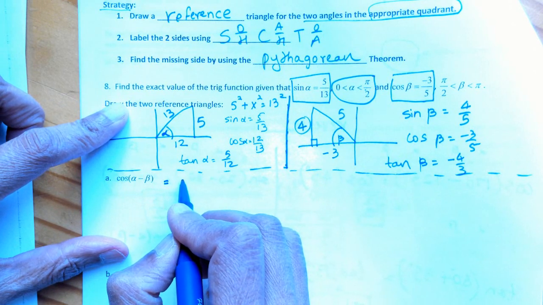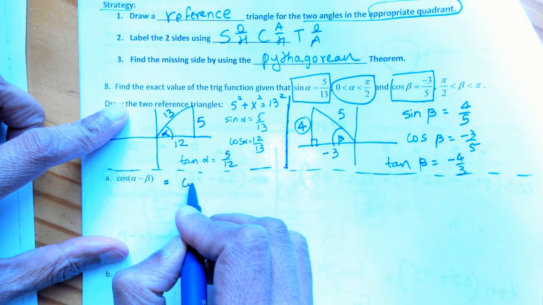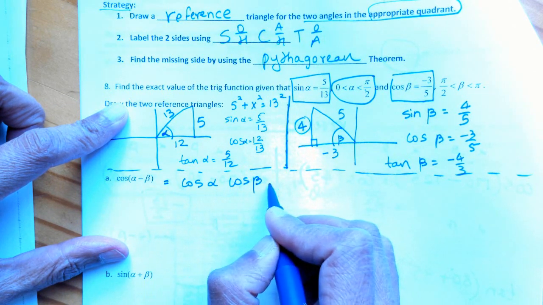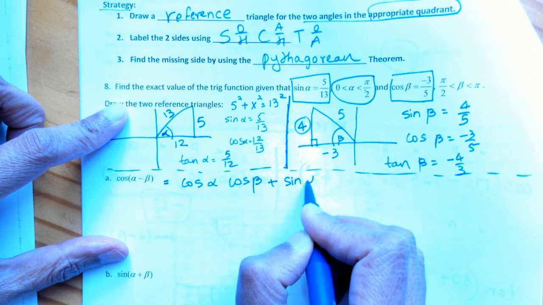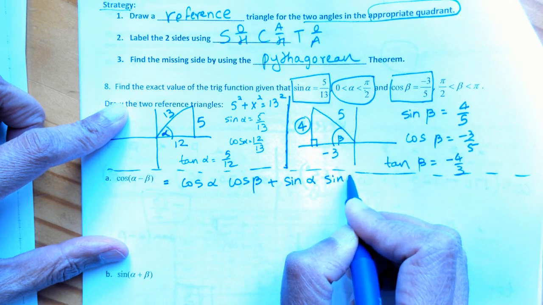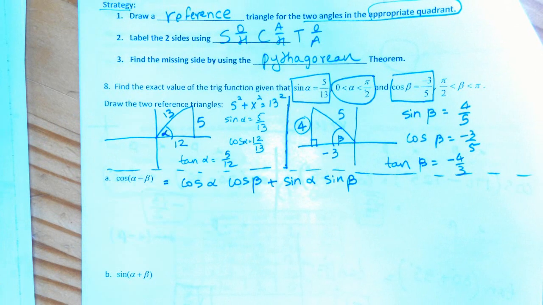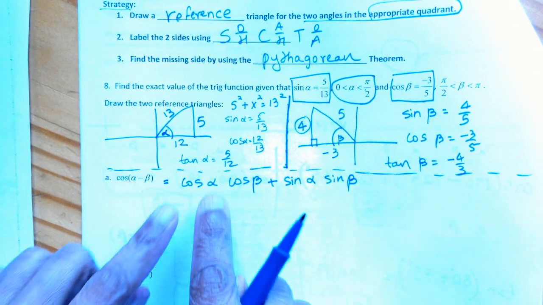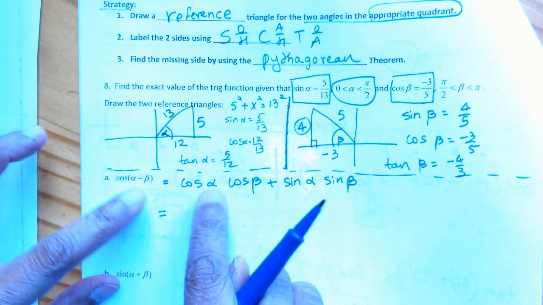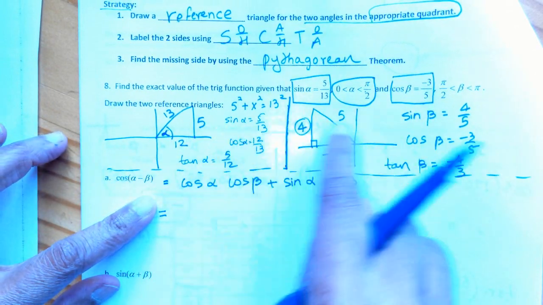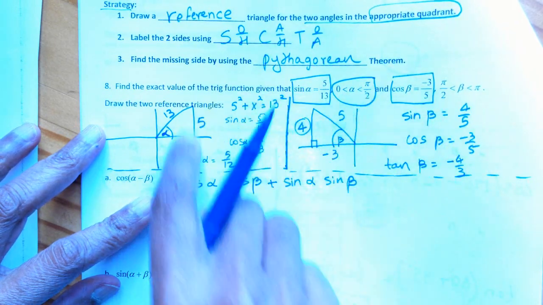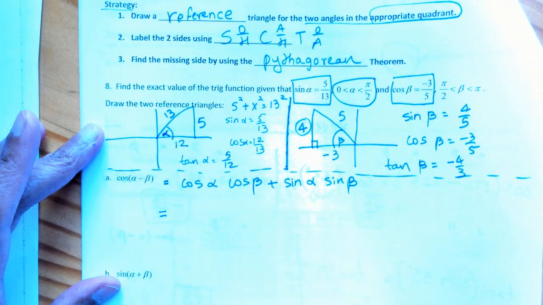So cosine alpha minus beta. First thing, I'm just going to expand my formula looking at the formula sheet. My formula sheet says cosine alpha minus beta is cosine alpha cosine beta plus sine alpha sine beta. So now that I have this formula, all I'm going to do is look at the two reference triangles, look at the sine and cosine, alpha and beta values, and substitute.